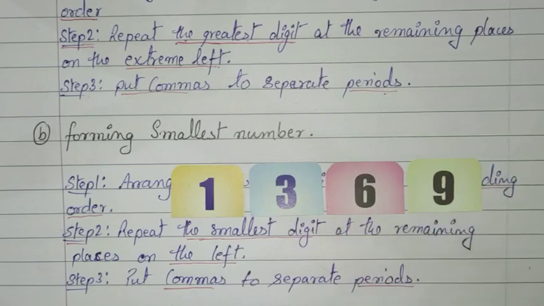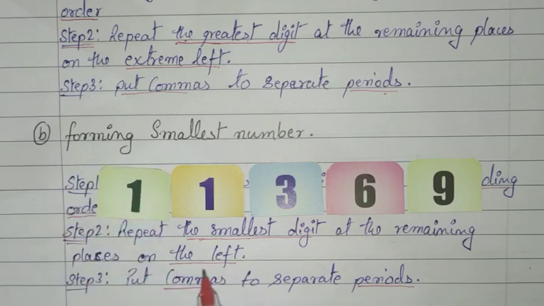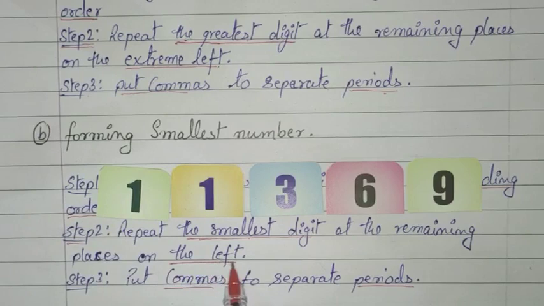Now these are the 4 digits, but you need to form a 5-digit number. Which digit do you have to repeat? You have to repeat the smallest digit. Which one is the smallest digit here? 1. So you have to repeat the 1. These are the 4 digits. If you have formed the 5-digit number, then you have to repeat 1 on the left.